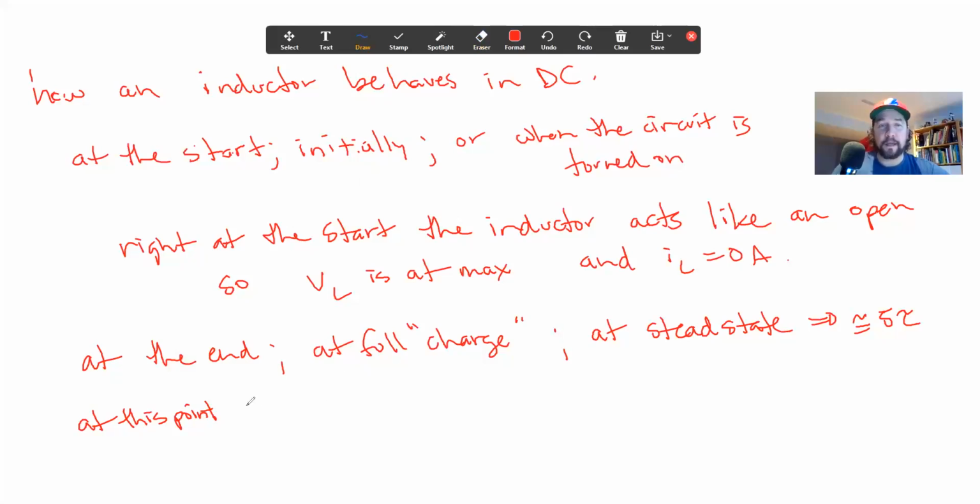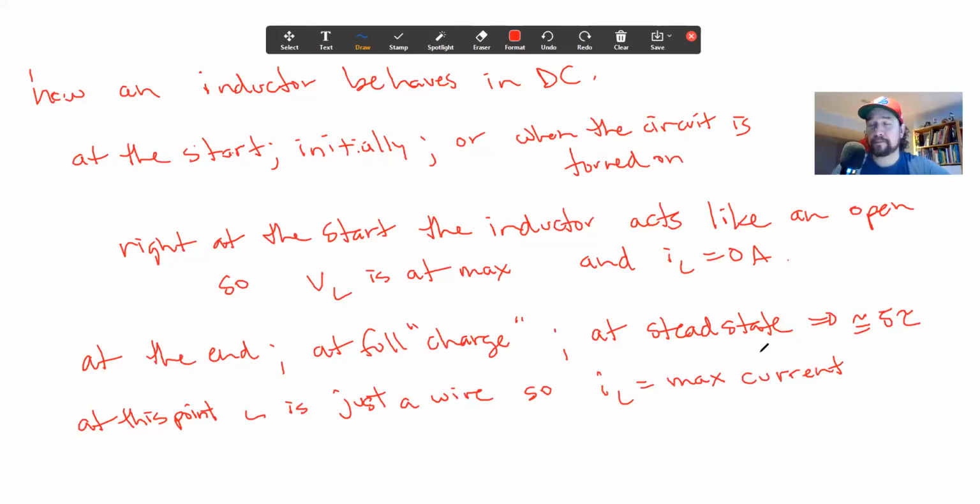So at this point, L is just a wire. So IL equals max current, because it's a wire. And your VL is 0 volts because it's essentially a short circuit. A wire or a short just brings 2 points to the same potential. So now the potential difference across the inductor at steady state is 0 volts.